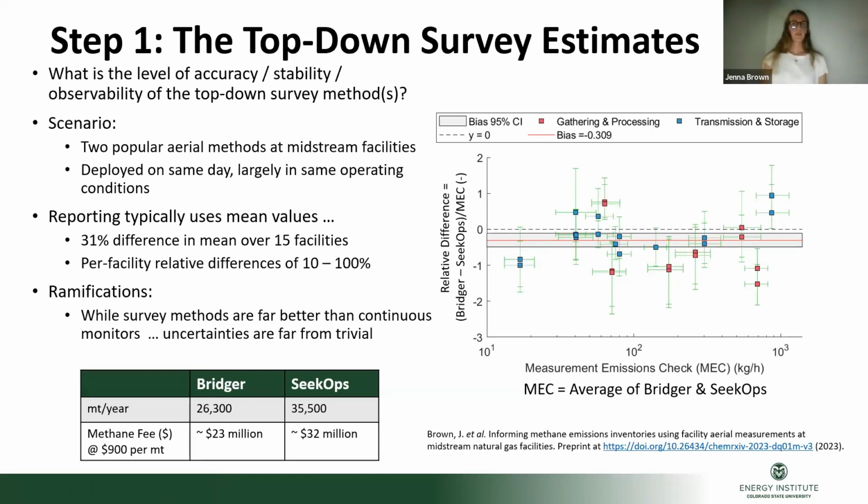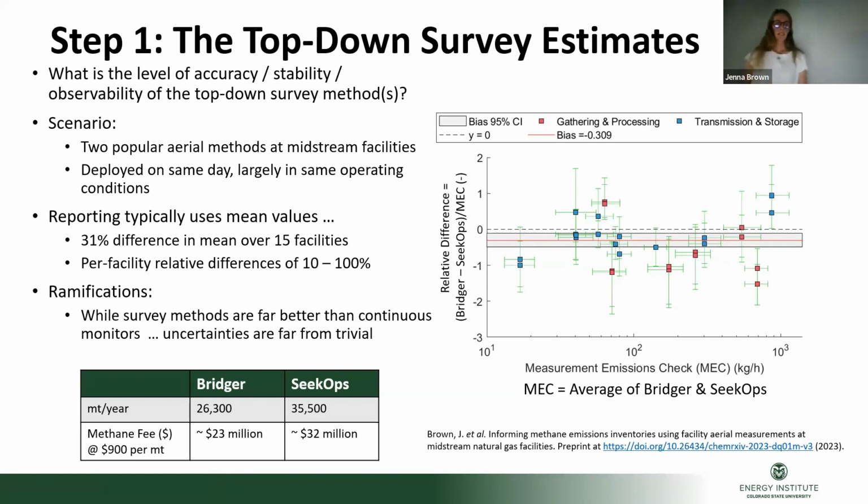So the first thing we wanted to do was compare these top-down estimates. So we had two popular aerial methods come out on the same day under the same conditions at the same facility. And yet over the 15 facilities in the mean, we're seeing a difference of 31%. And on a per facility basis, we're seeing anywhere from 10 to 15% difference. So this plot on the right here is a Bland-Altman difference plot. So the y-axis is showing the difference between Bridger and CCOPS normalized by the MEC. And the MEC is just the average of Bridger and CCOPS.